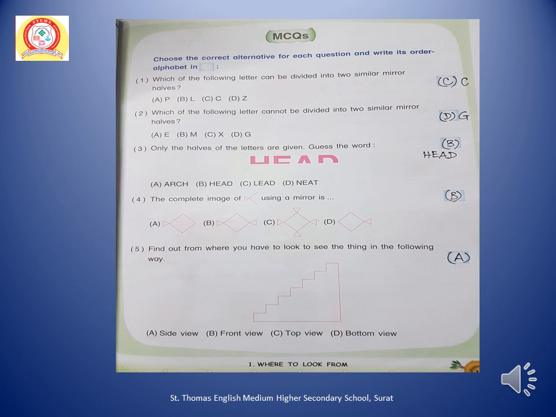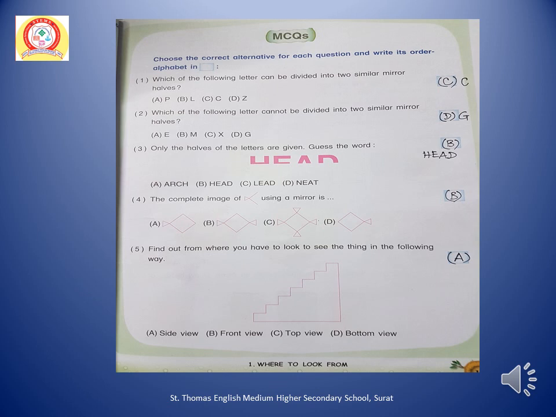Number 3. Only the halves of the letters are given. Guess the word. The word is head. B. Number 4. In these ones, half picture is given. You have to find out the complete picture by drawing the mirror half. Here the answer is B.